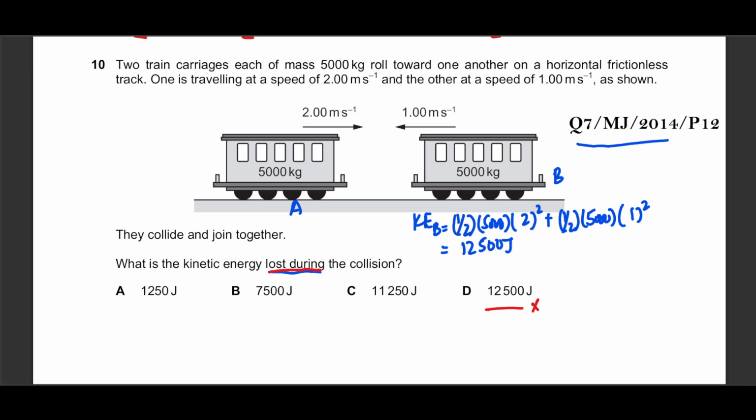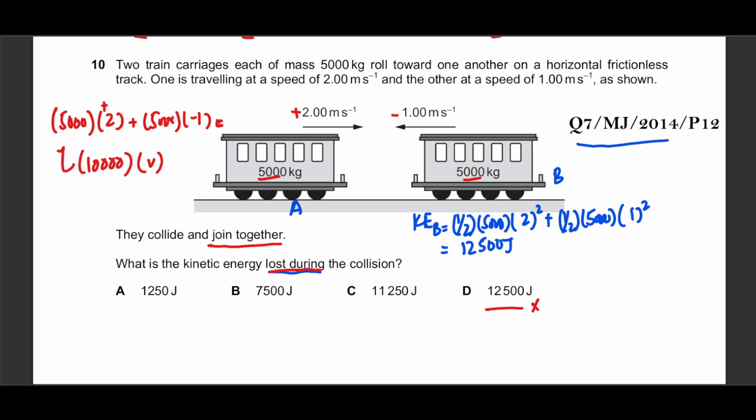This is the total energy before the collision. Now, they do mention that they join together and then move off. So we need to find out the velocity with which they are going to start moving in a certain direction when they get embedded together. So this will be momentum before collision, which is 5,000 into plus 2, because it's moving towards the right side, plus 5,000 into minus 1, because it's moving to the left side. This momentum before the collision is equated to the momentum after collision, in which the mass will be added together. So it will be 5,000 plus 5,000, that's 10,000. Velocity is what I don't know.